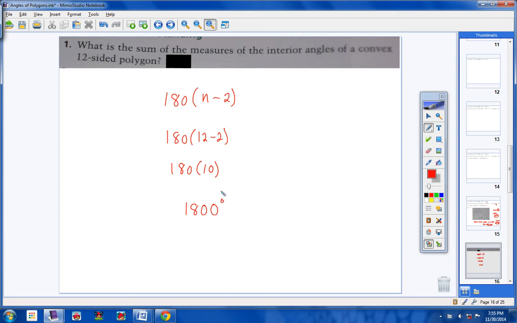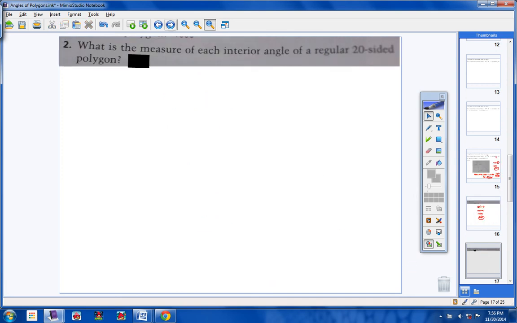So if I were to add up all of the angles on the inside of a 12-sided polygon, I would get this many degrees. Isn't that cool? It's a really neat, helpful formula, okay? All right, moving on to number 2, or another problem. Okay, go ahead and copy this in your notes, please.